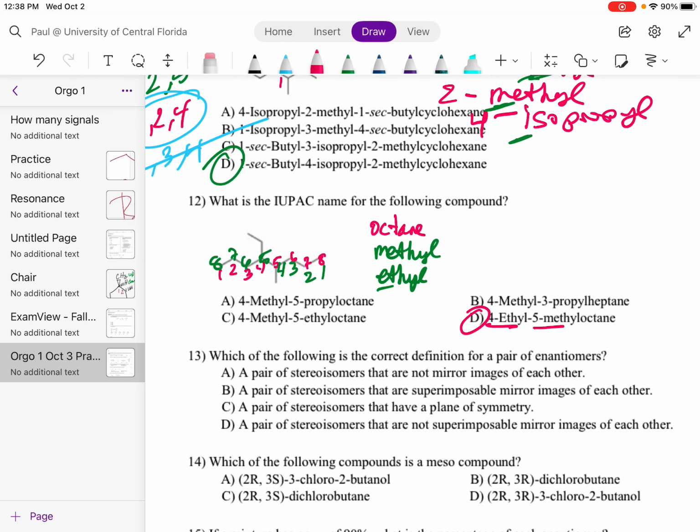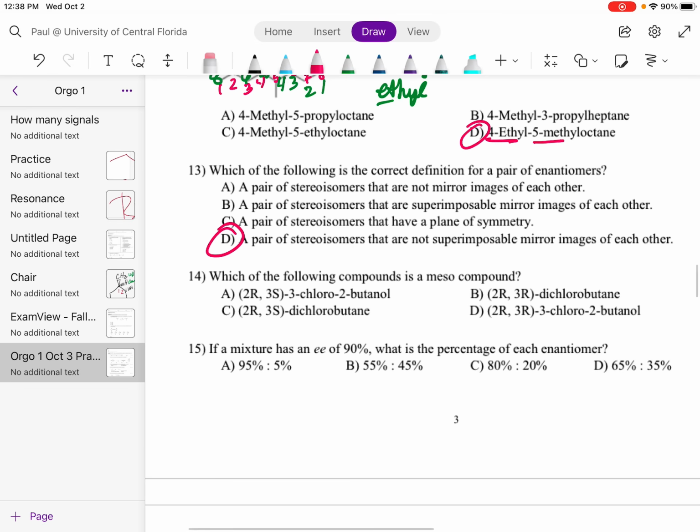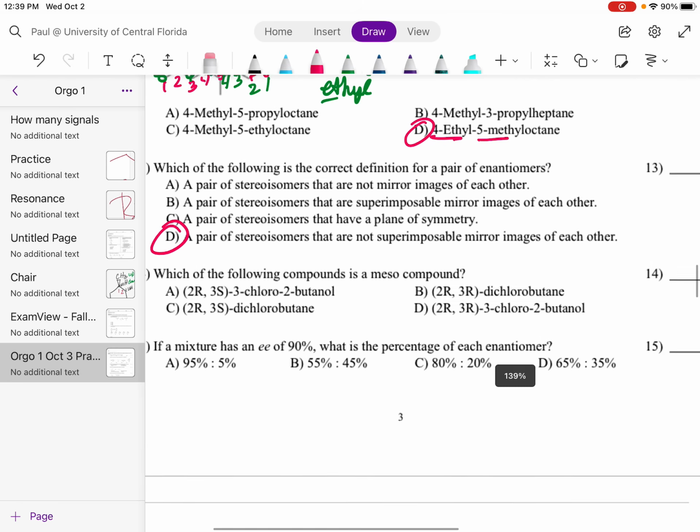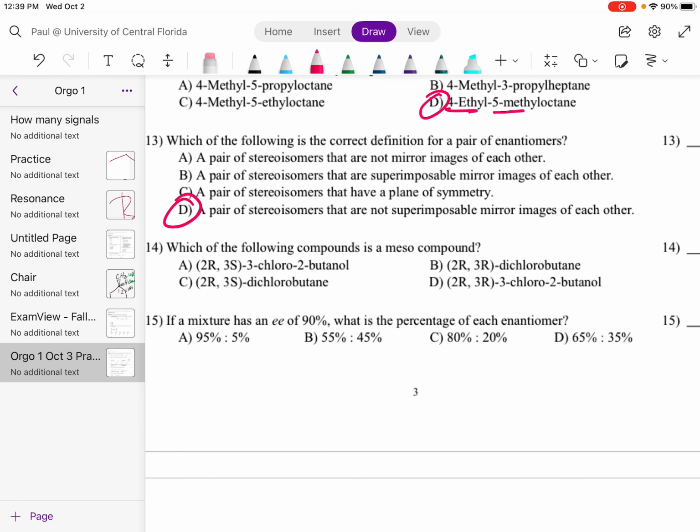Which of the following is the correct definition for the enantiomers? That is D. Which of the following compounds is a meso compound or a meso? I've heard it pronounced both ways. So in order to do that problem, we are going to have to draw out all those structures. And so you draw all those structures and you will find which ones are which. So I'm going to show you the correct answer, which is C.